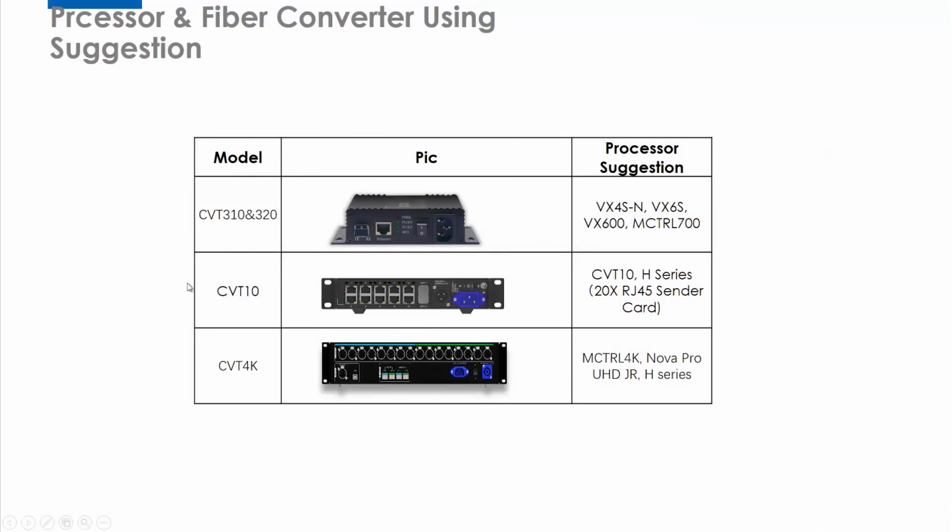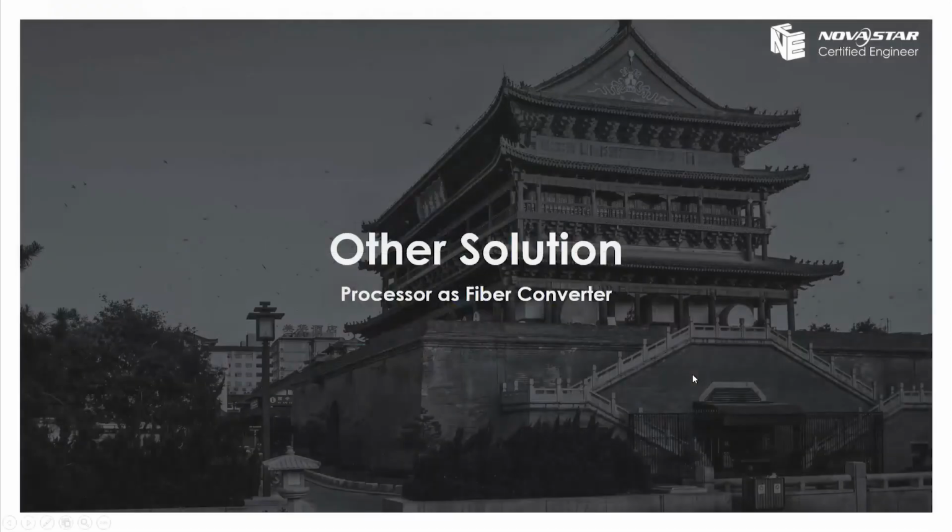Then for CVT10, this kind of fiber converter, I suggest you can use H series and also VX1 Solid. Sorry, here it is VX1 Solid. And for the CVT4K, the processor suggestions are M-Control 4K, Novastar HD Junior, and H series. And so we already finished all the fiber converters which the Novastar product line has.